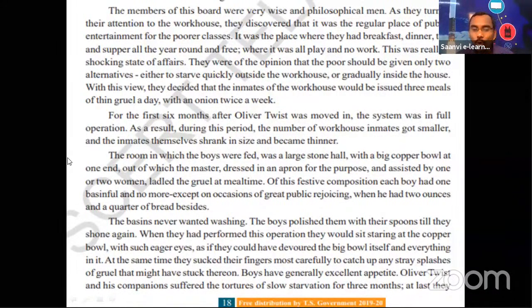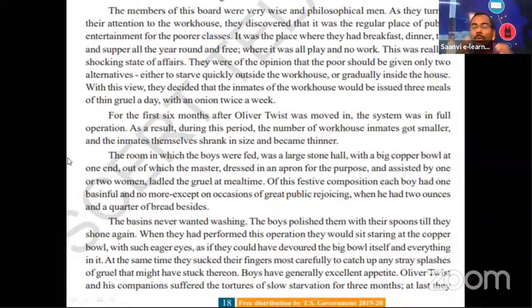When they had performed this operation, what operation? The eating of food, I mean gruel, from the basin, they completely finished it. They would sit staring at the copper bowl. Is there something remaining or not in that big copper bowl? With such eager eyes, such anxious eyes, such keen eyes, as if they could have devoured the big bowl itself and everything in it. They have such hunger, such an appetite, even to eat that copper bowl as well.